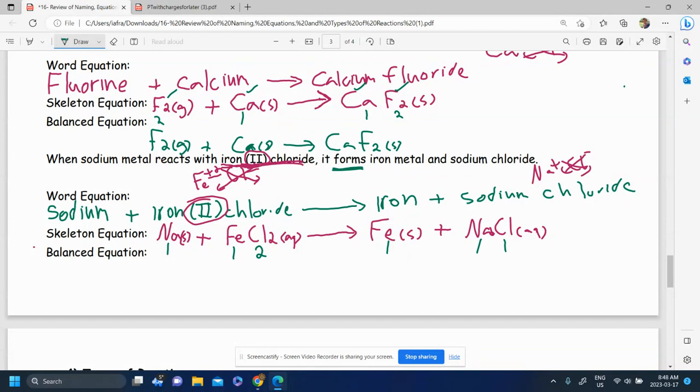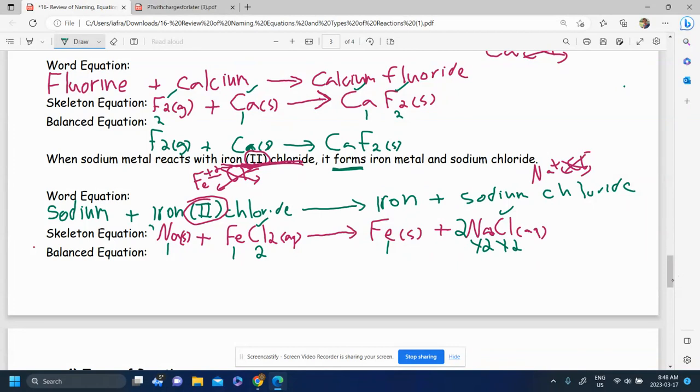So we have 2 chlorines on the left side, and we have 1 chlorine on the right side. So we need to figure out what we've got to do here to balance this out. So we need 2 chlorines here. So the simplest thing is to just put a 2 here. That makes 2 sodiums, 2 chlorines. So chlorines are happy, okay? But now your sodium's not happy because you have 2 sodiums now.